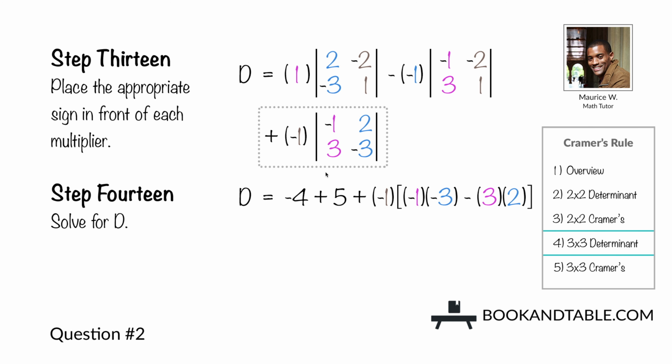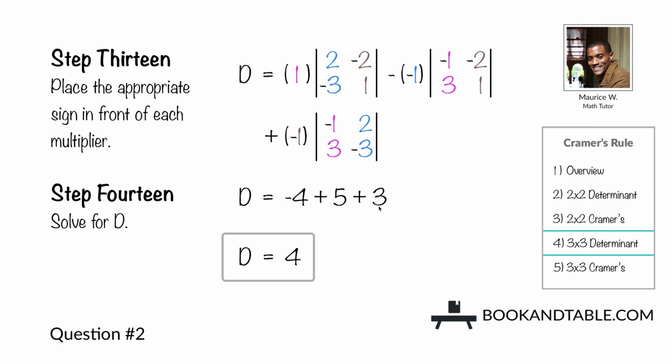And now our third 2 by 2, we have -1 times -3 minus 3 times 2. And we'll multiply this times plus -1 or -1. So starting inside, we have -1 times -3, which is +3, minus 3 times 2, which is 6. 3 minus 6 is -3. -1 times -3 is +3. So we see D is equal to -4 plus 5, which is +1. 1 plus 3 shows us that D is equal to +4.